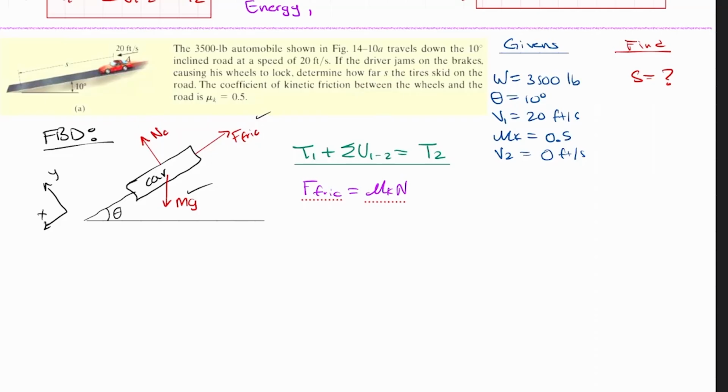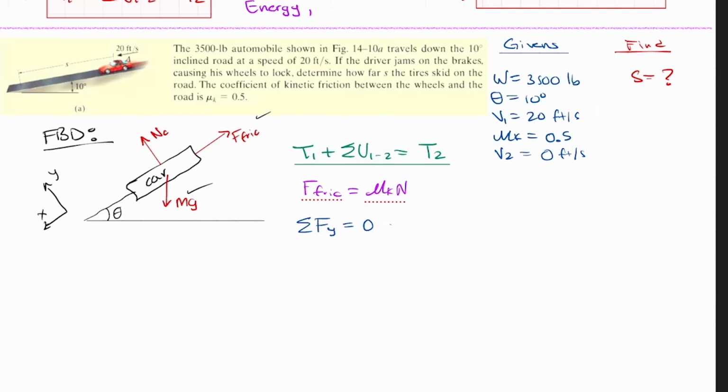But I do not know the normal force, so I have to do some quick summation of forces to figure that one out. Doing summation of forces in the y direction, or the normal direction, whatever you want to call it, because we are not moving in this direction, we're only sliding in the other direction, there's no motion and no acceleration, so the summation of forces in the y direction equals 0.